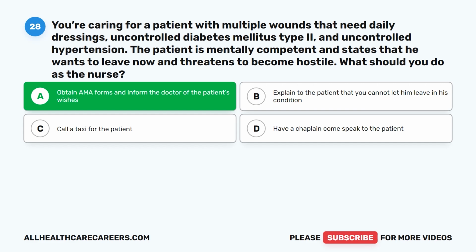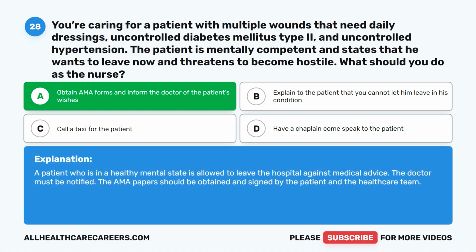Obtain AMA forms and inform the doctor of the patient's wishes. A patient who is in a healthy mental state is allowed to leave the hospital against medical advice. The doctor must be notified. The AMA papers should be obtained and signed by the patient and the healthcare team.